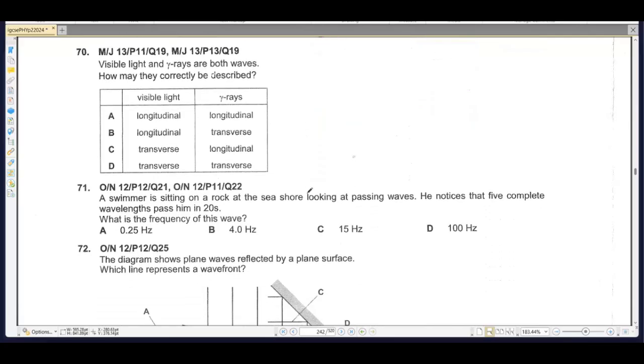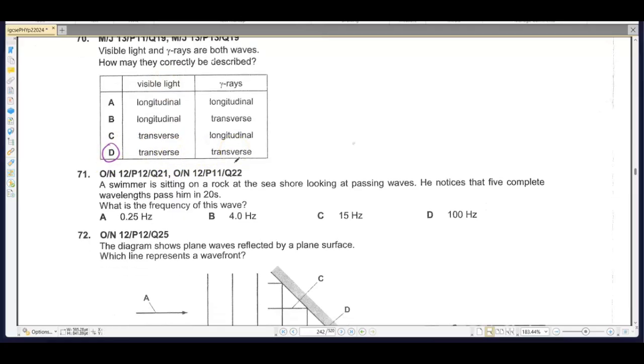Question number 70. Visible light and gamma rays are both waves. How may they correctly be described? Visible light is a longitudinal wave, gamma is a long... No, all of these are examples of transverse waves. So we will move to option D, which says that both of them are transverse waves.